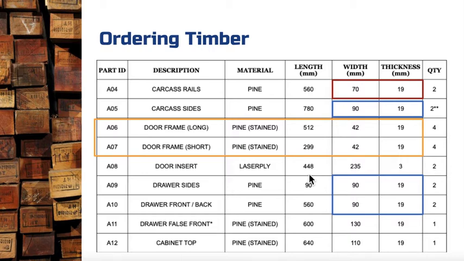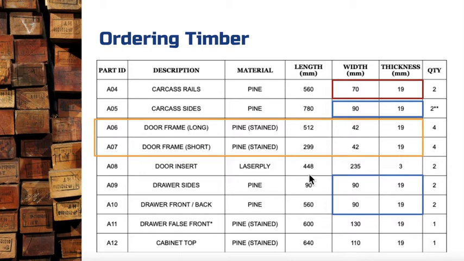I'm now going to show you the process that I follow to order my timber. The first thing that I've done here is I've highlighted the width and thicknesses that are similar. So you can see in blue, I've highlighted all of the 90 by 19s. In red, I've highlighted the 70 by 19s. And in yellow, I've highlighted the 42 by 19s. Because these are similar, when I'm doing my calculations for my ordering, I actually consider these to be one piece. So I need to do a little bit of math to add them all together.